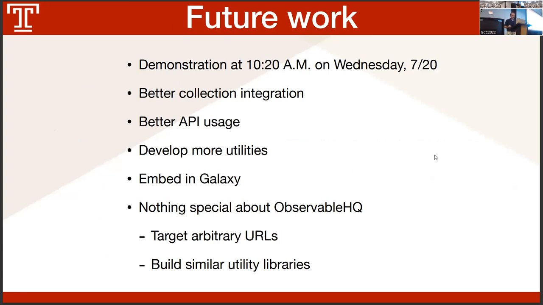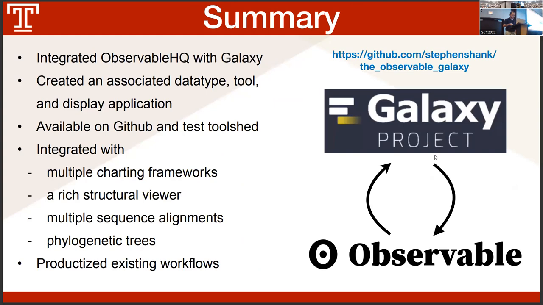So for future work, there's a demonstration on Wednesday. I'd like to get better collection integration and utilize the API better. There are more utilities to be developed on the Observable side, and embedding it fully in Galaxy. And there's nothing really special about Observable. You could target an arbitrary URL and then build some client libraries, maybe just a pure JavaScript NPM library, to more seamlessly consume data sets from the REST API.